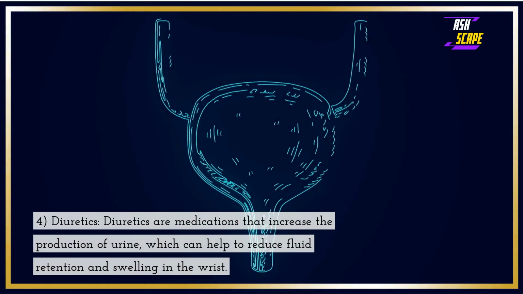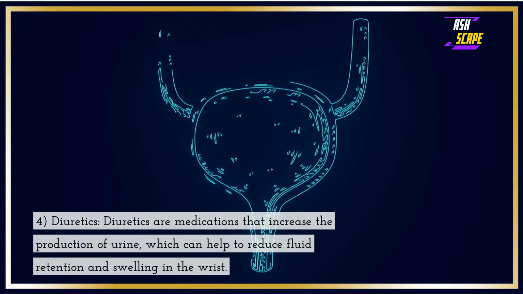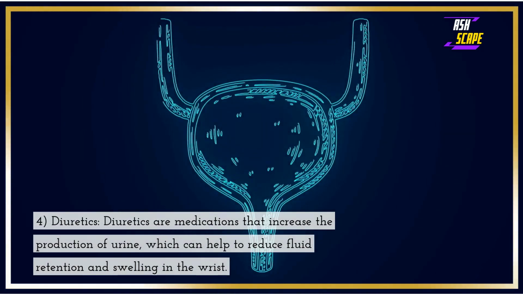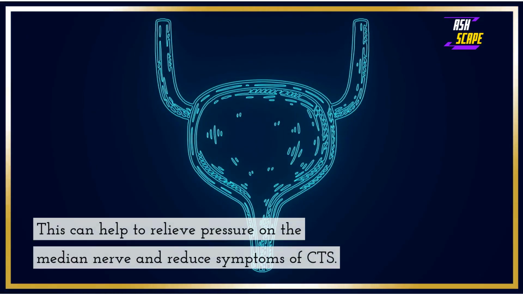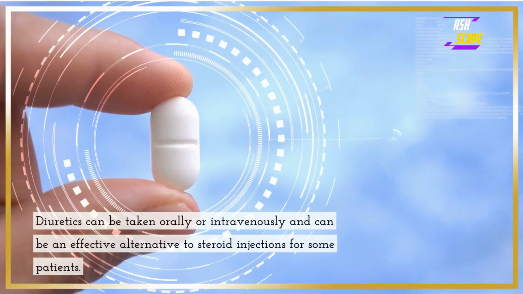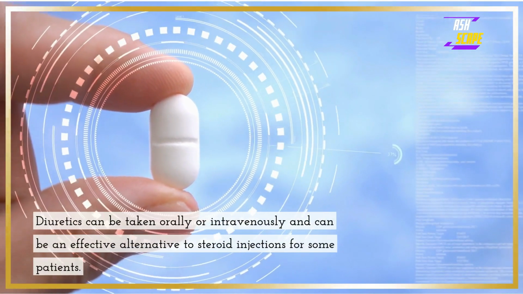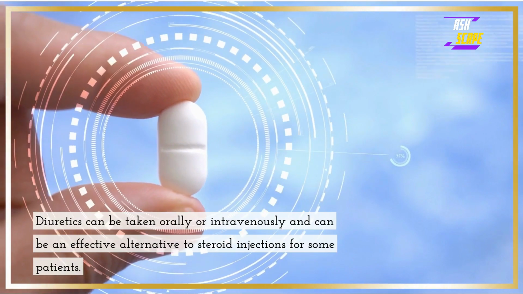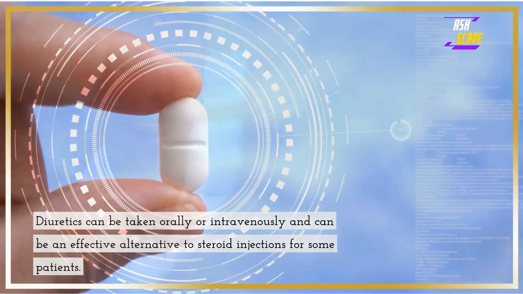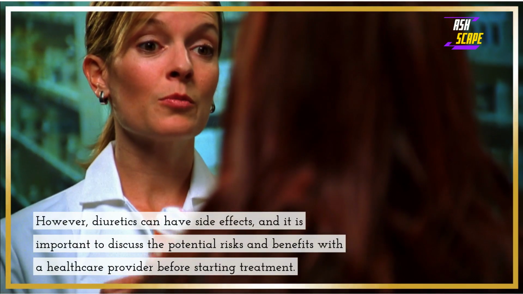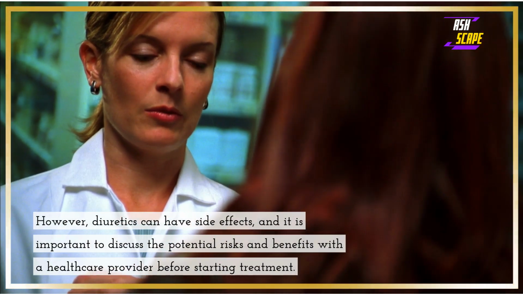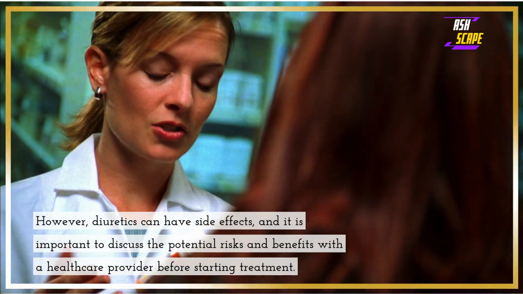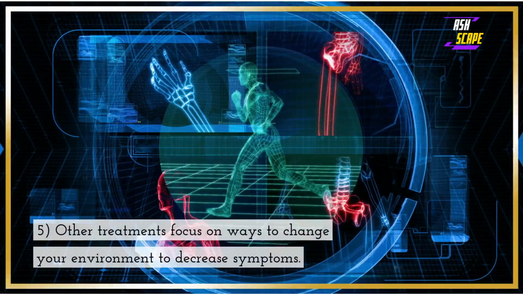4. Diuretics. Diuretics are medications that increase the production of urine, which can help to reduce fluid retention and swelling in the wrist. This can help to relieve pressure on the median nerve and reduce symptoms of CTS. Diuretics can be taken orally or intravenously and can be an effective alternative to steroid injections for some patients. However, diuretics can have side effects, and it is important to discuss the potential risks and benefits with a healthcare provider before starting treatment.